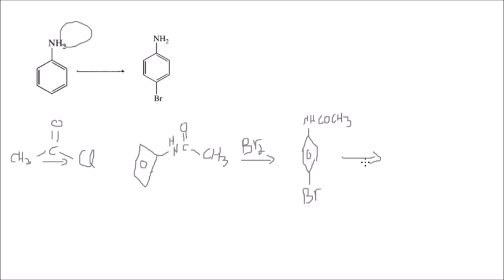Now we can just use a simple hydrolysis to get our amine back. So by using acid, water, with heat, will give us NH3 here. So in the second step, we add a base. We get NH2 from NH3. So we get this back.